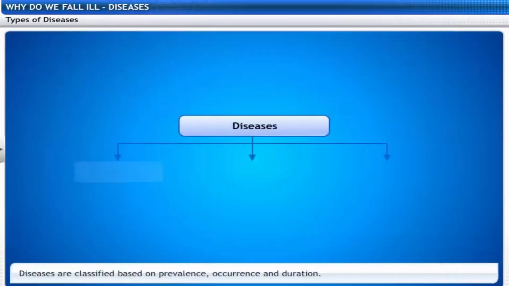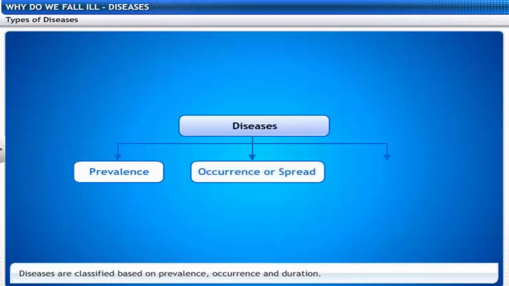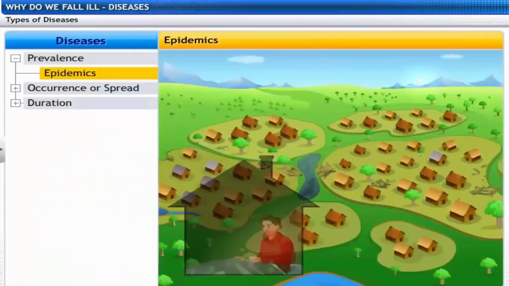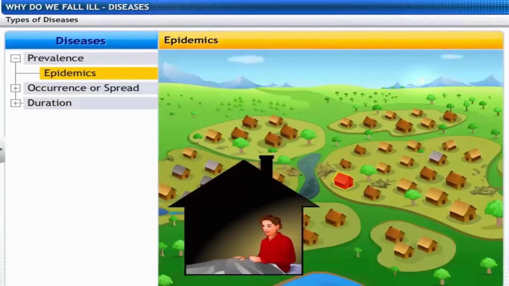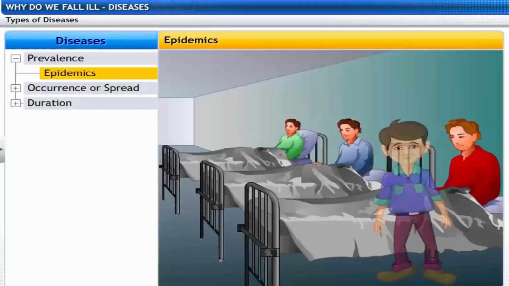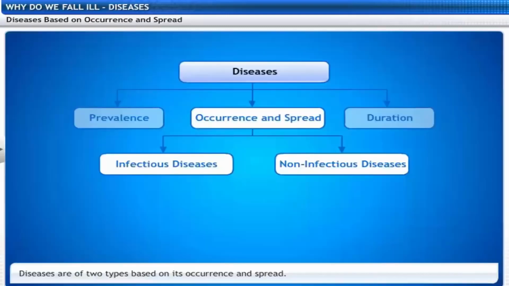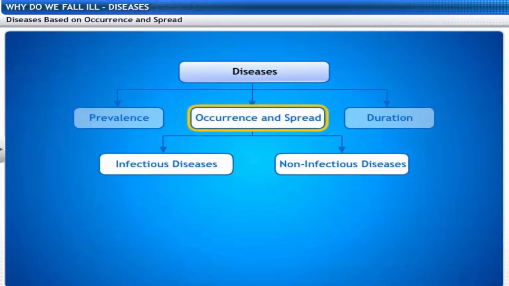Diseases are classified based on prevalence, occurrence or spread, and duration. Epidemics are diseases based on prevalence. These are outbreak diseases that attack many people at the same time and spread very quickly. I know about epidemics. A plague is an example of an epidemic. Diseases are divided into two types based on their occurrence and spread: infectious diseases and non-infectious diseases.